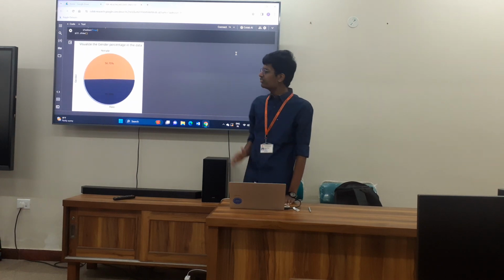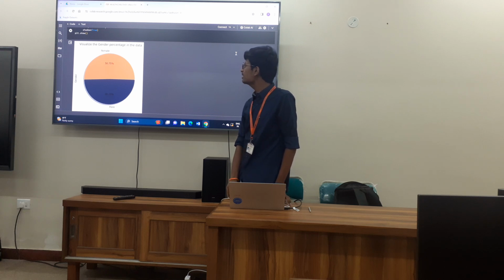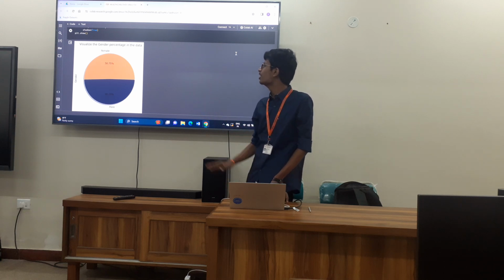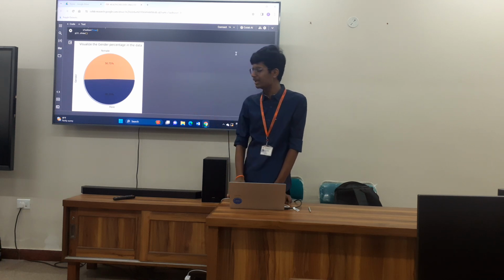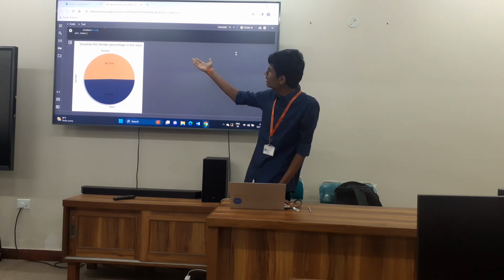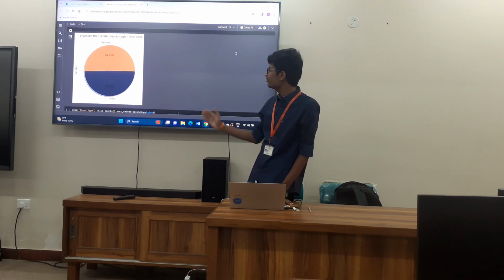While visualizing the gender percentage, in the overall data set, females are suffering from more diseases: 50.75% of females are suffering and 49.25% are male. So we can say that females are suffering from more diseases, but it's almost the same, with slight variation.